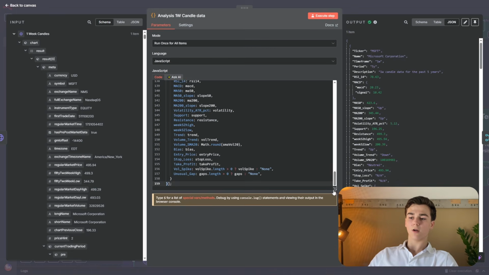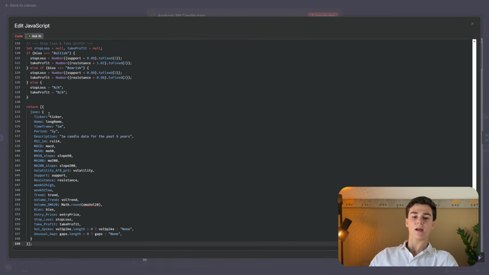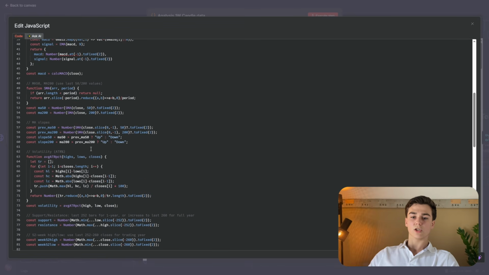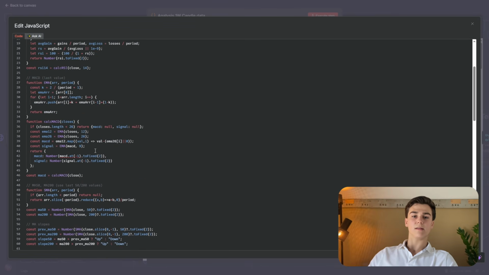And in this code node, the only thing that you have to change is the time frame and the period, because the time frame will now be 1 week instead of 1 day, and the period will now be 5 years instead of 1 year. So this is what you have to change, and you will also have to change it within the script here. So you can just send this script to ChatGPT and ask it to change this time frame and the period, or you can just grab it from our free Skool community, where I also put this resource in here, so you can just easily access it.